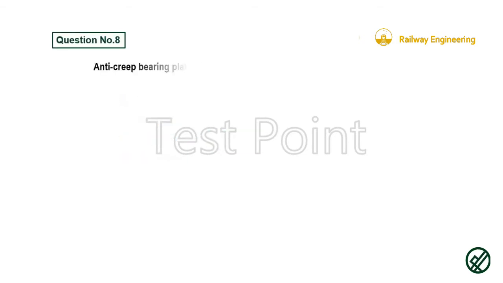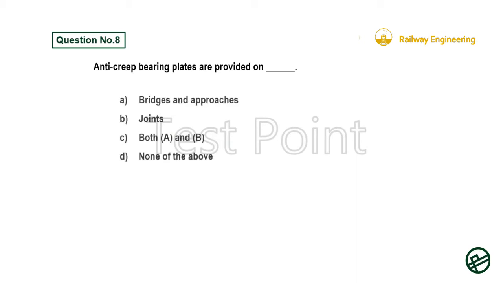Question number 8. Anti-creep bearing plates are provided on: option A, bridges and approaches. Option B, joints. Option C, both A and B. Option D, none of the above. Answer is option D, none of the above.